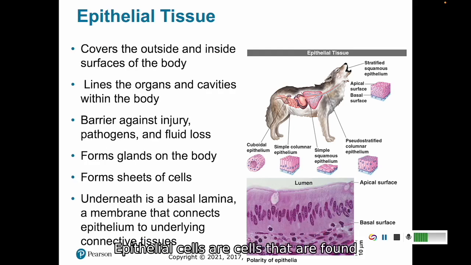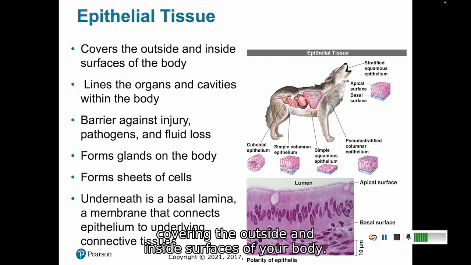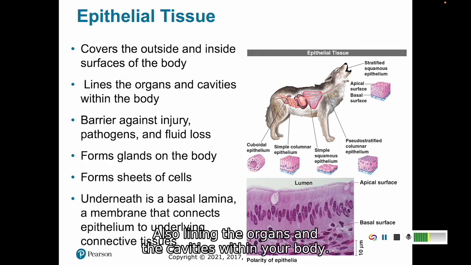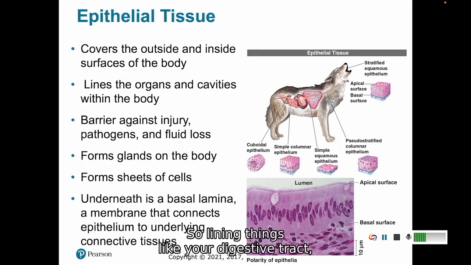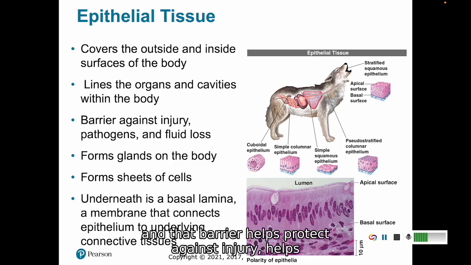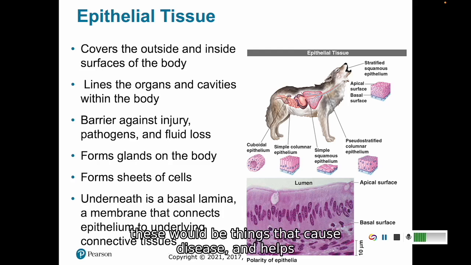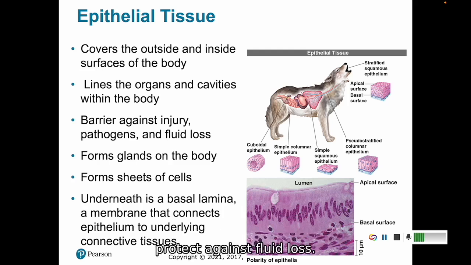Epithelial cells are cells that are found covering the outside and inside surfaces of your body. So, covering your skin outside, also lining the organs and the cavities within your body. So, lining things like your digestive tract, lining your blood vessels. Epithelial tissue is really good at forming a barrier, and that barrier helps protect against injury. It helps protect against pathogens. These would be things that cause disease, and it helps protect against fluid loss.